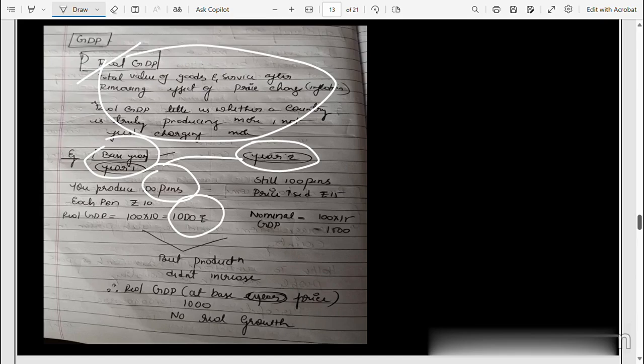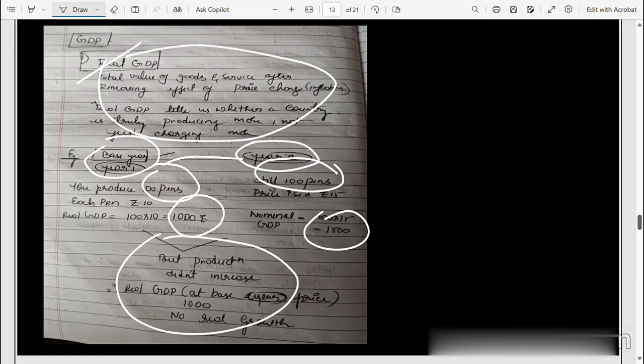And next year the price of the pen has increased, but the production of pens is still the same. You are selling 100 pens itself. Price has increased, production has not increased. So what is the nominal GDP? We do 100 into 15, right? So we get 1500. So what could you conclude here? You have just increased the price, but production has not increased. There is no economic growth, right? So this is called the real GDP, where we consider year one as the base year.